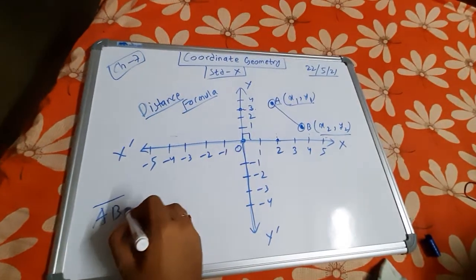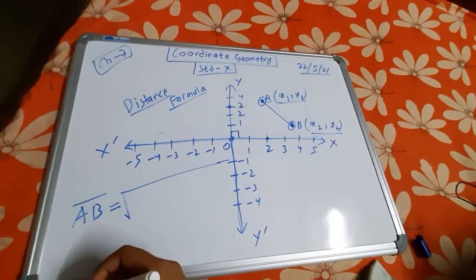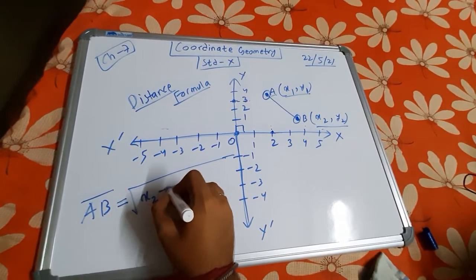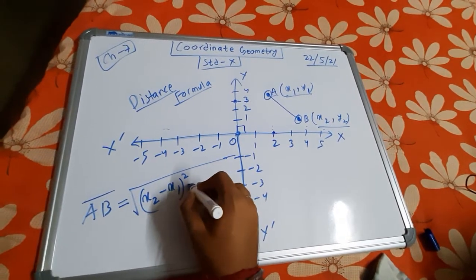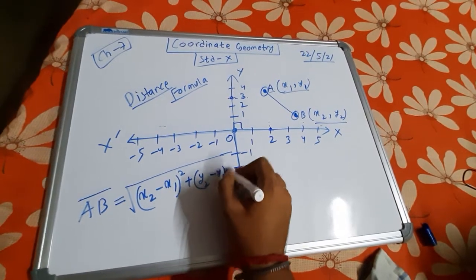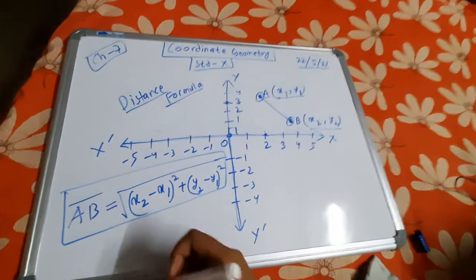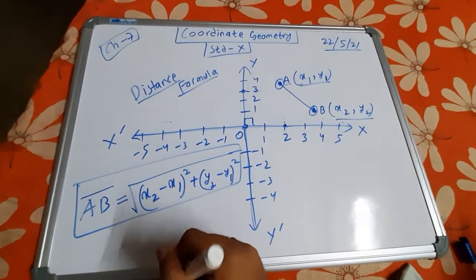So the formula is: first of all, give a big root. Under the root write x2 minus x1 whole square plus y2 minus y1 whole square. This is the formula, also known as the distance formula.